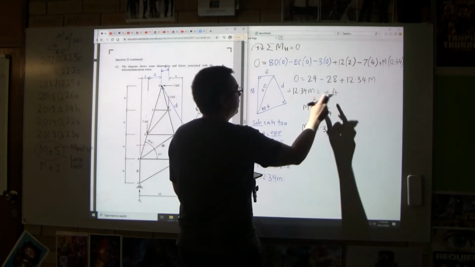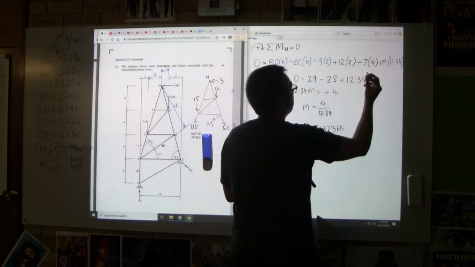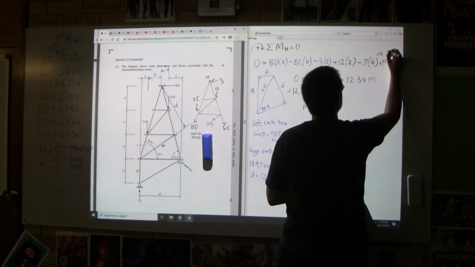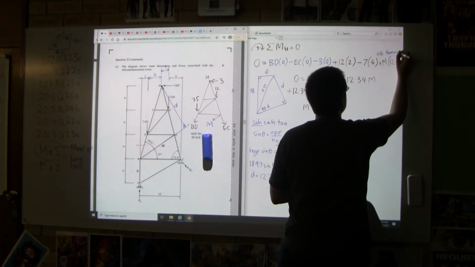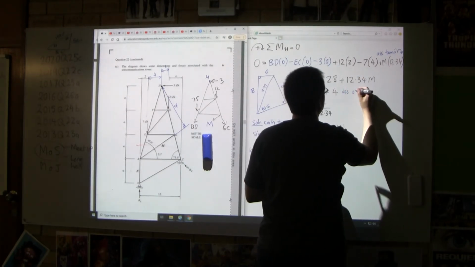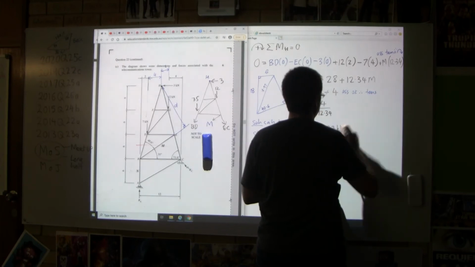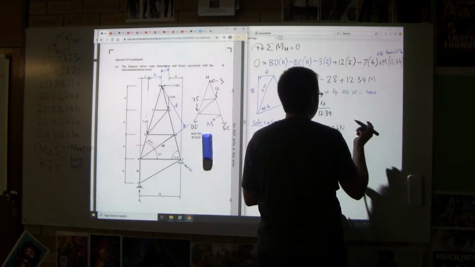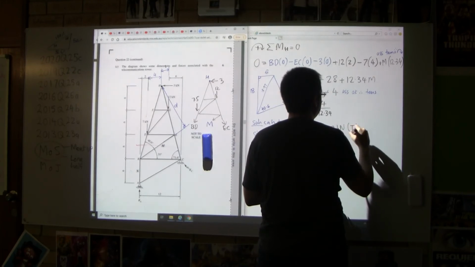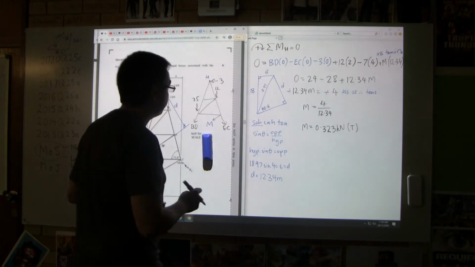Now, we said here that that number became a positive number, so I should write up the top here: we assumed tension, therefore clockwise. Now here we can say our assumption was okay, therefore tension. We know it was okay because our answer was positive. If we got a negative answer, that would have told us that something was wrong. Okay.